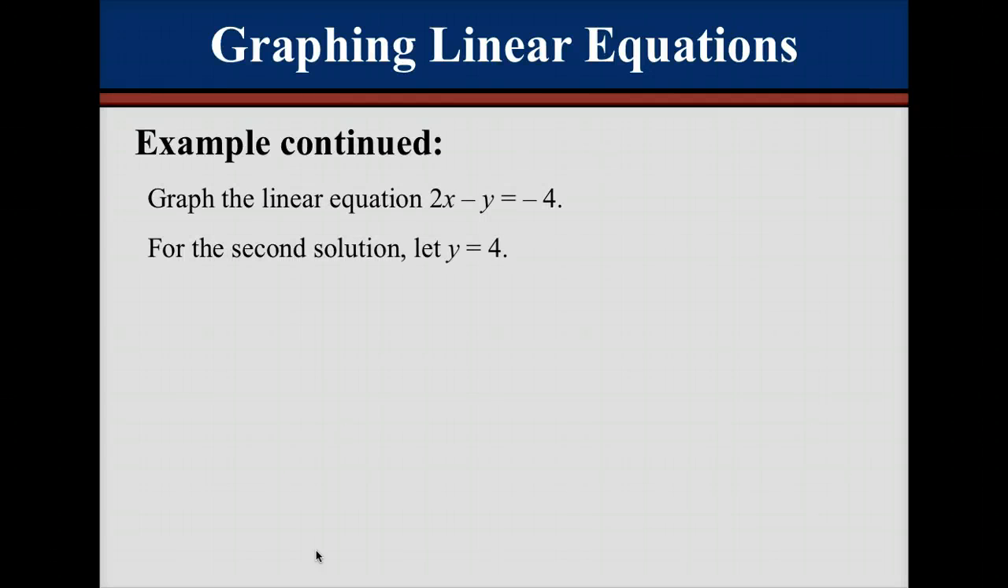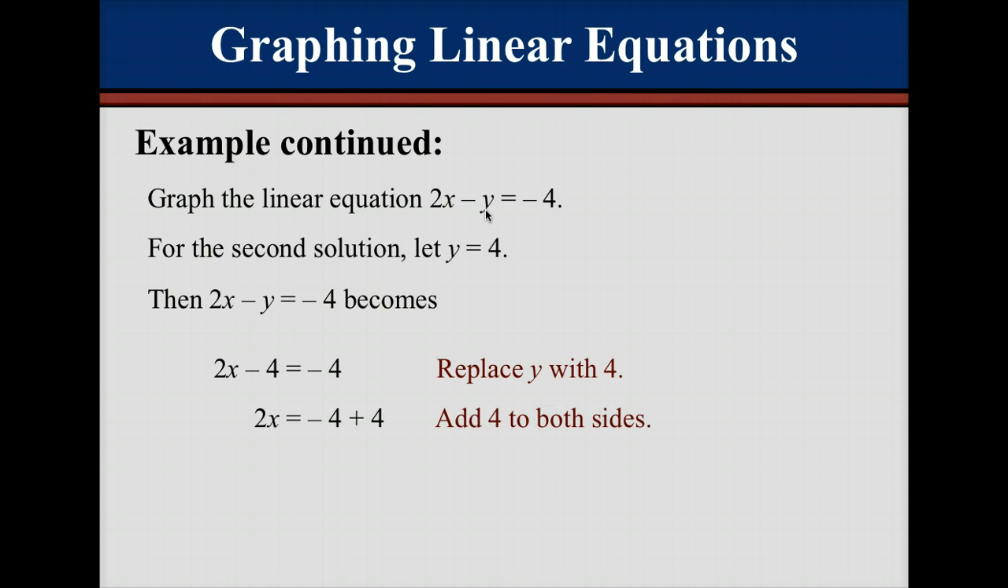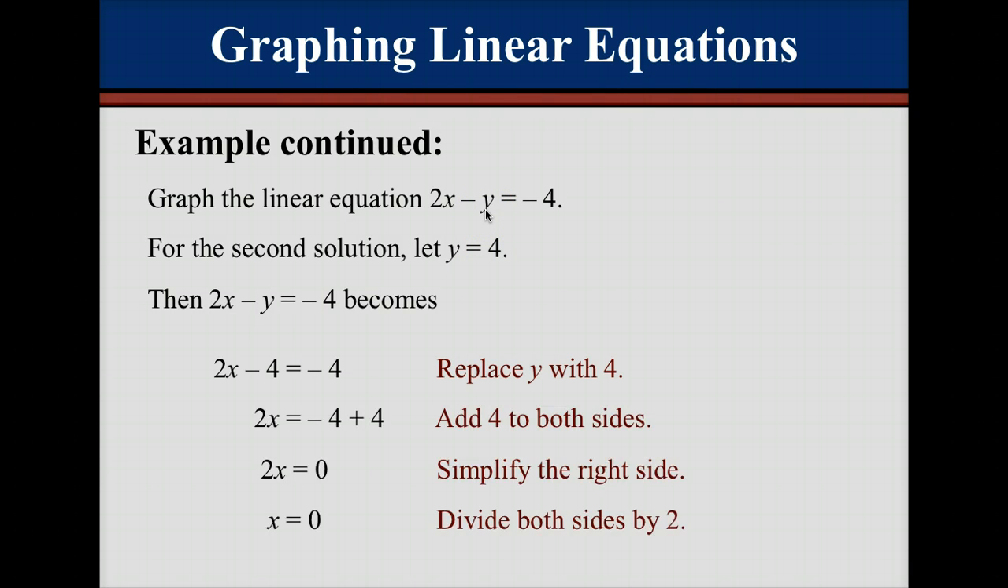How about this time, let's solve for y equals 4. Doesn't matter what you choose, you're just picking a value for y, substituting it in, and solving for x. So this says that when y is 4, x is 0. So this ordered pair is (0, 4). Remember, the x value always goes first.